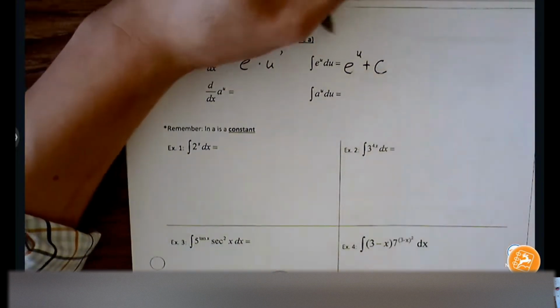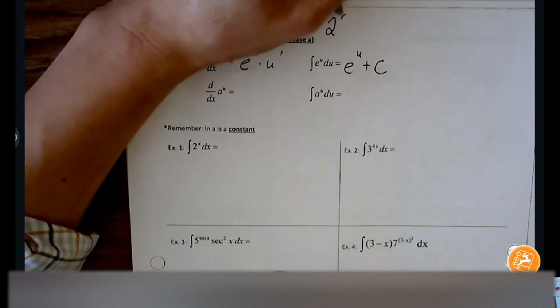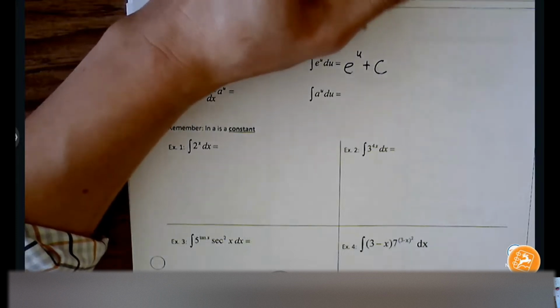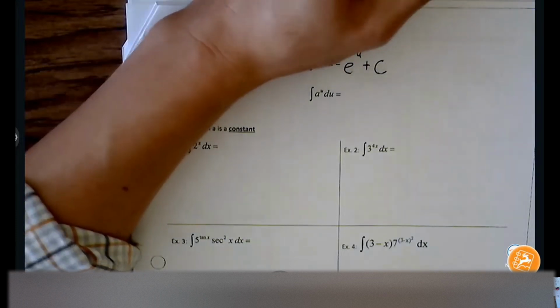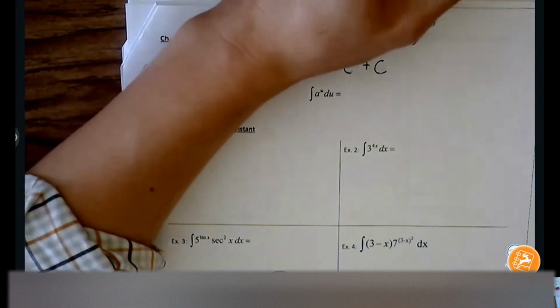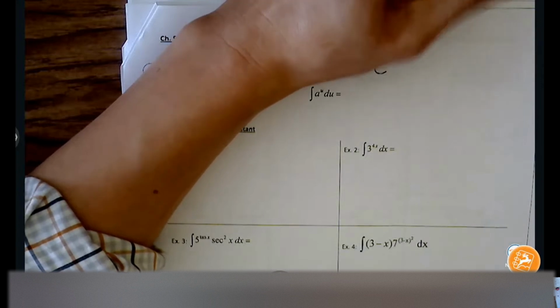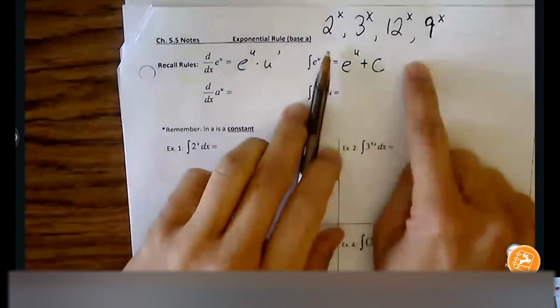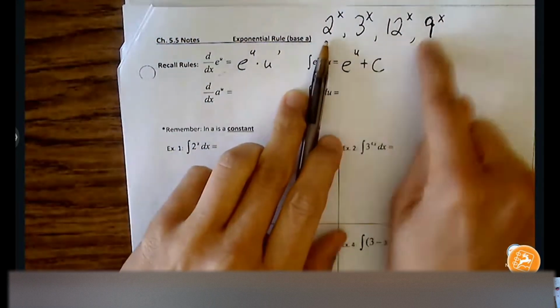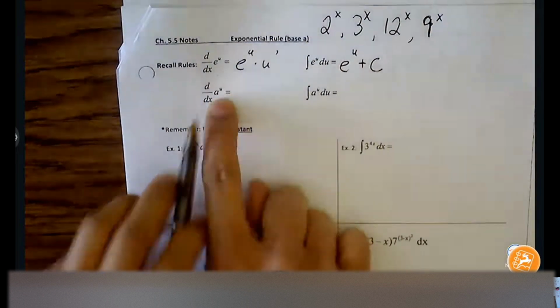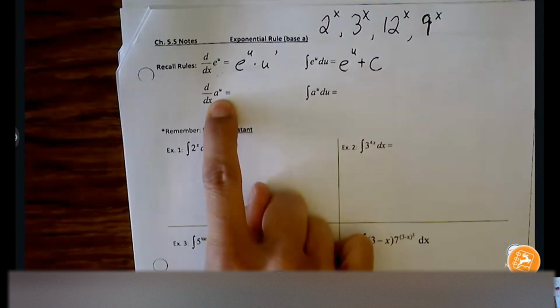So base a, depending on the problem, could be 2 to the x, that could be base 2. It could be 3 to the x. It could be 12 to the x. It could be 9 to the x. As long as we have a positive value, we're able to. So all these different bases fall under this category of what we call a to the u.